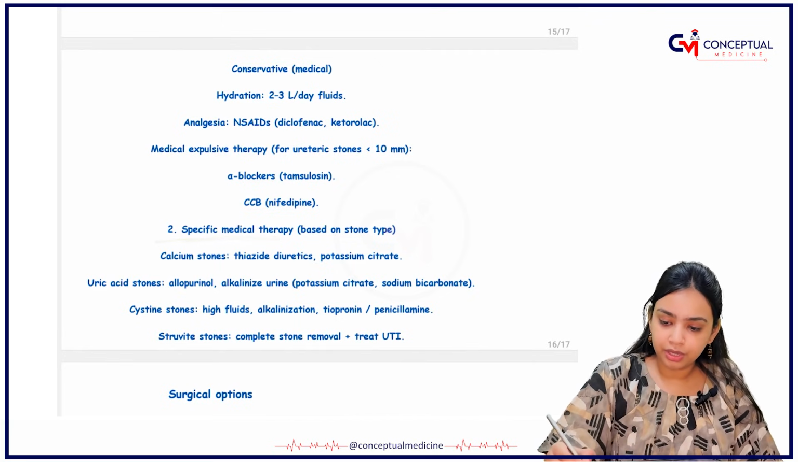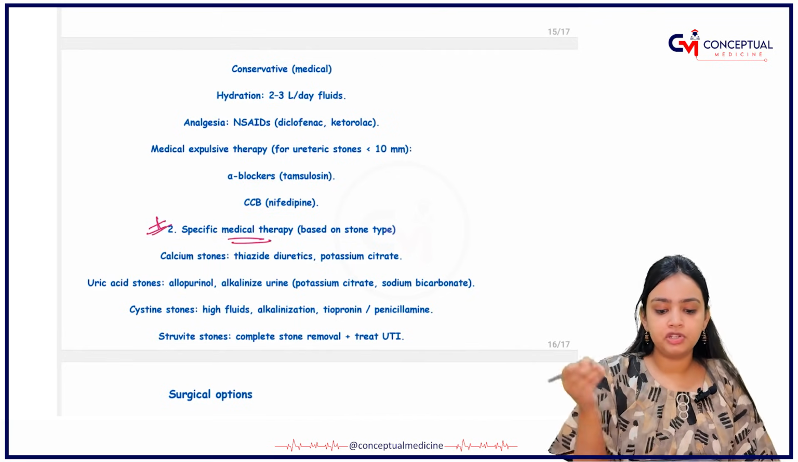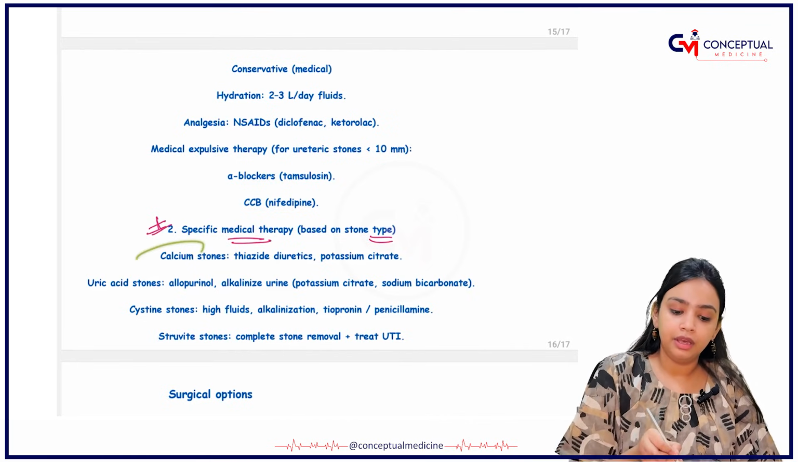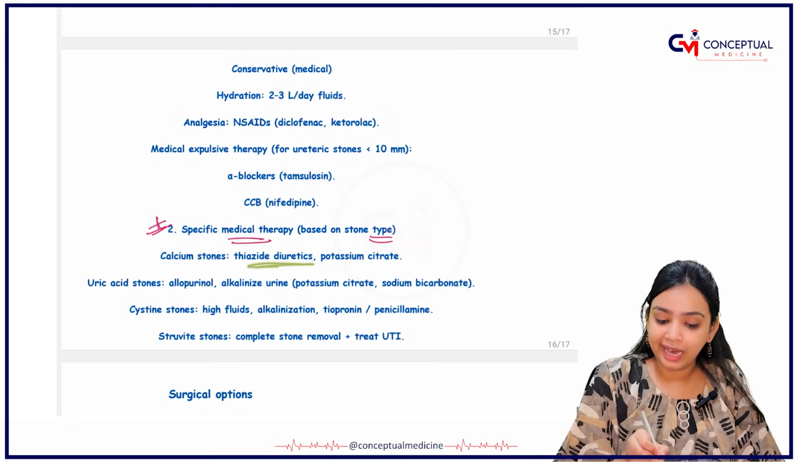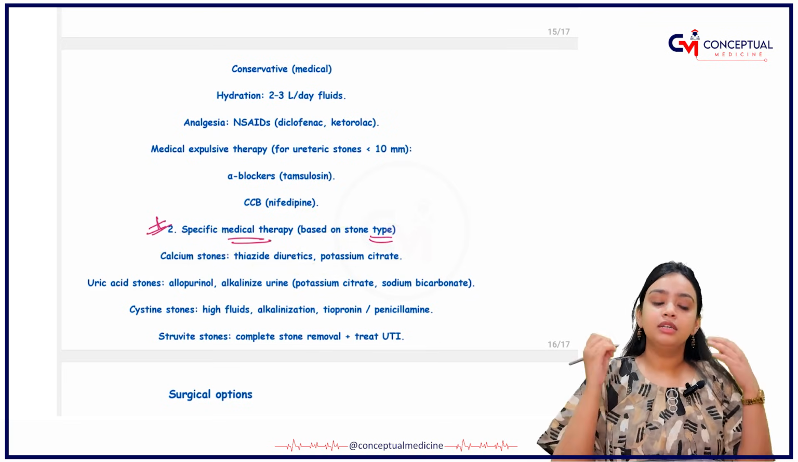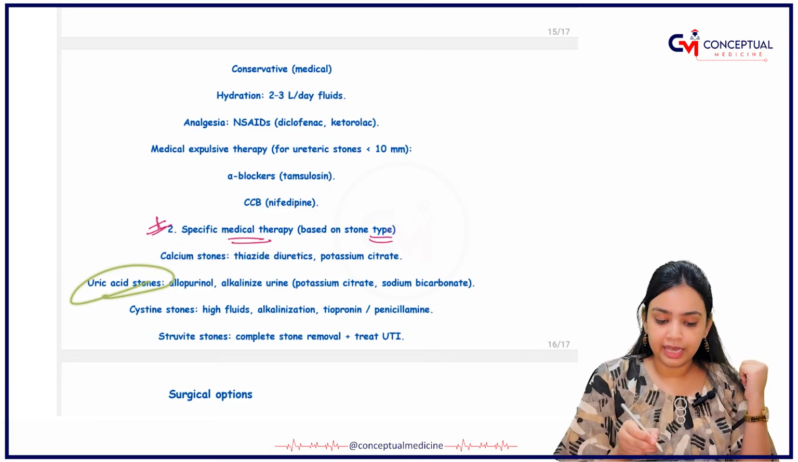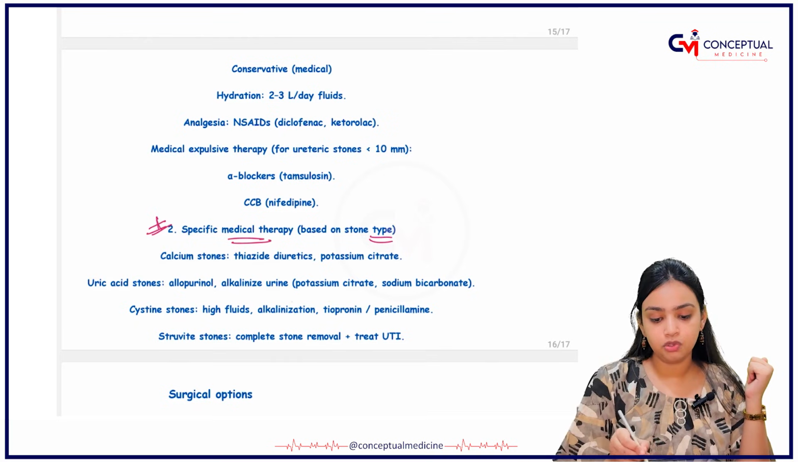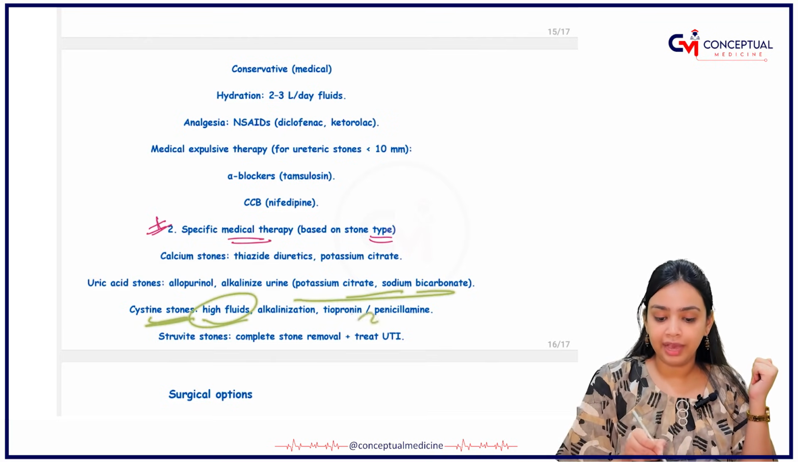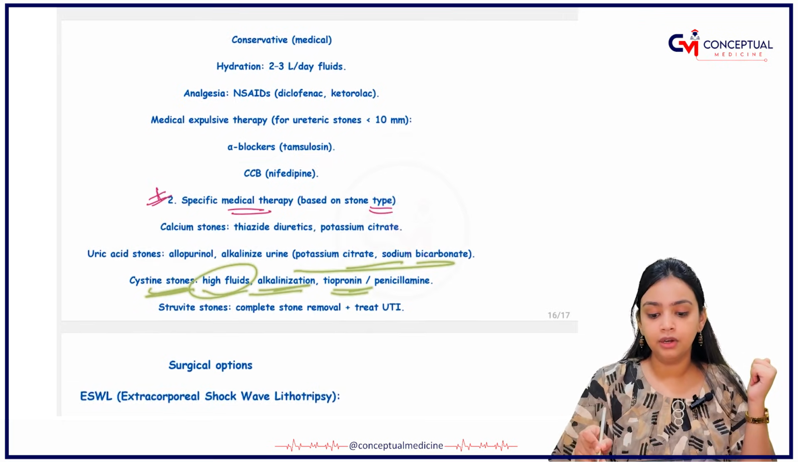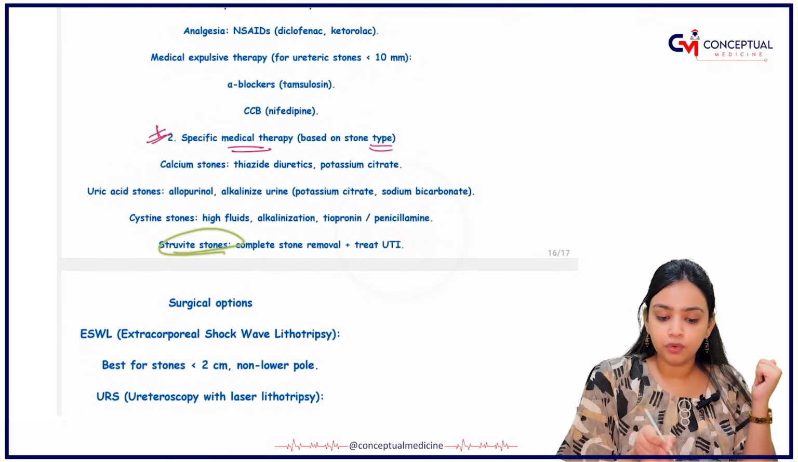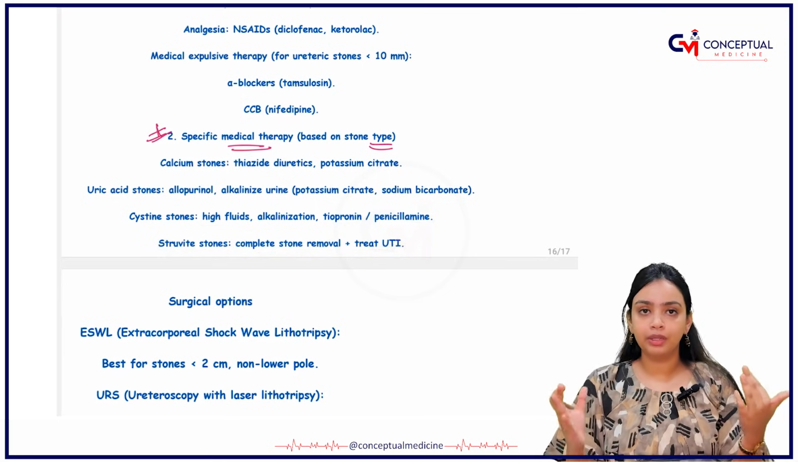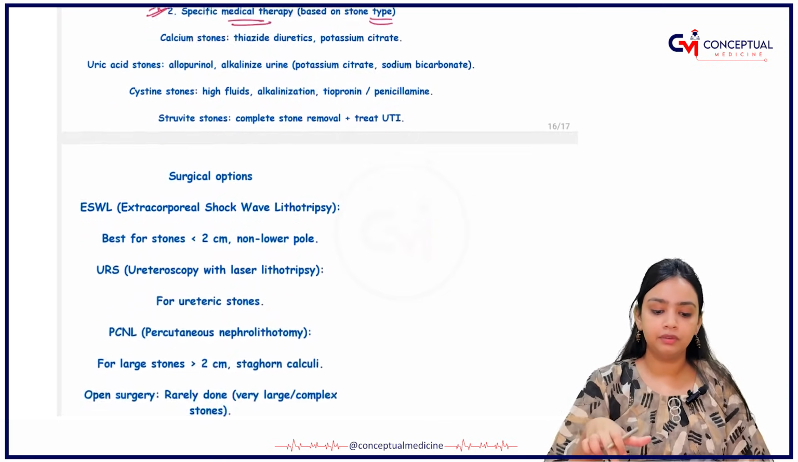Second thing that you have to give is your special medical therapy that depends on the type of stone that we are dealing with. If it is calcium stone, you have to give thiazide diuretics and potassium citrate. If it is uric acid stone, you have to give allopurinol and alkalized urine. In the cystine stone, give high fluids, alkalization and tiopronin. In the struvite stone, give complete stone removal, plus or minus treat the UTI if the person is having urinary tract infections.